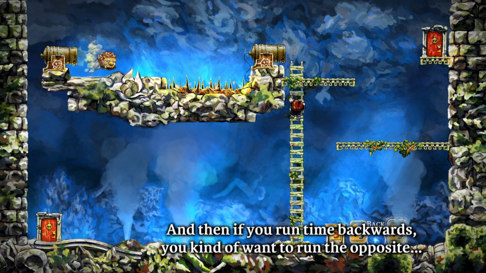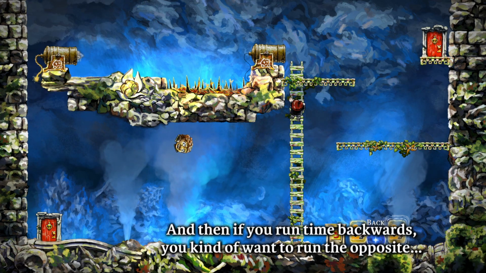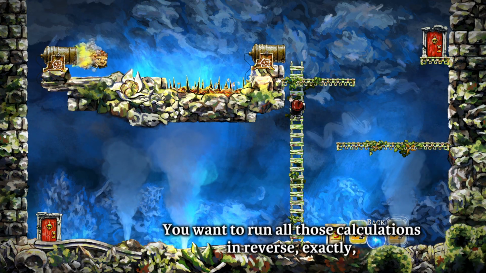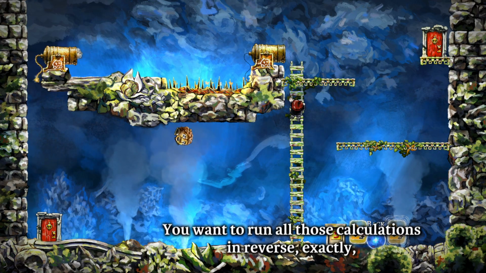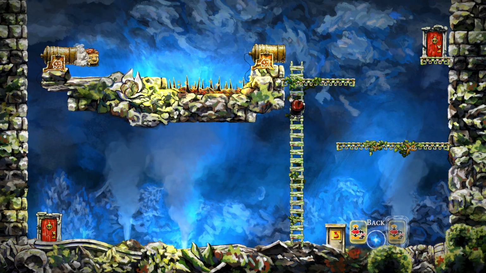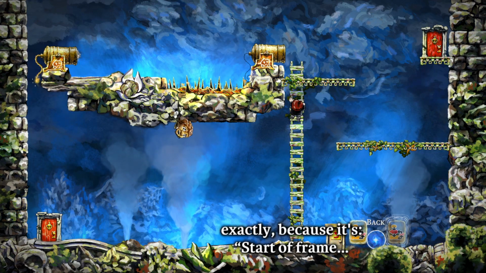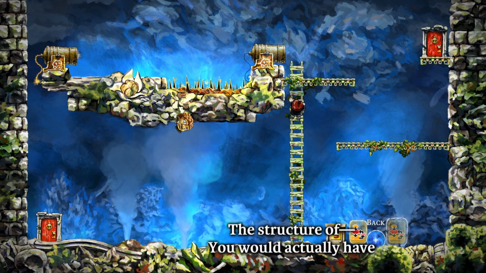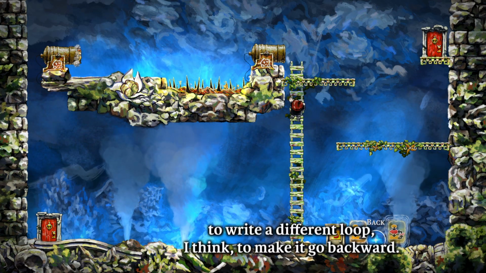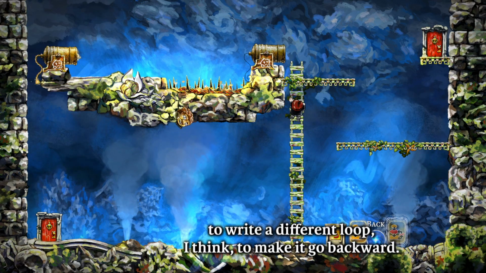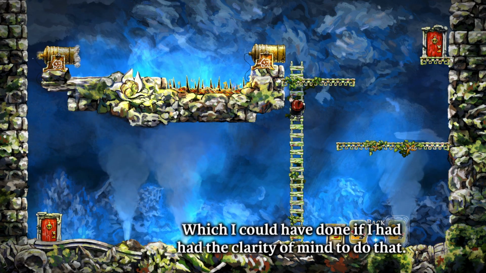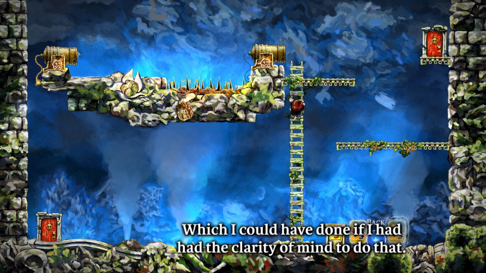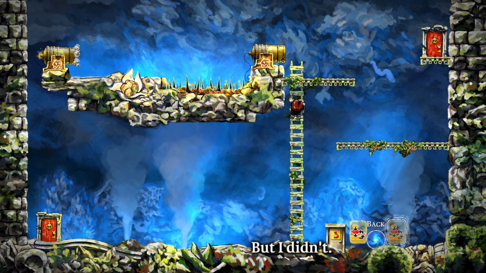And then if you run time backwards, you kind of want to run the opposite. You want to run all those calculations in reverse exactly to get the right thing, but it won't be in reverse exactly because it's start of frame, do stuff, right? The structure of it, you would actually have to write a different loop, I think, to make it go backward, which I could have done if I had had the clarity of mind to do that, but I didn't.